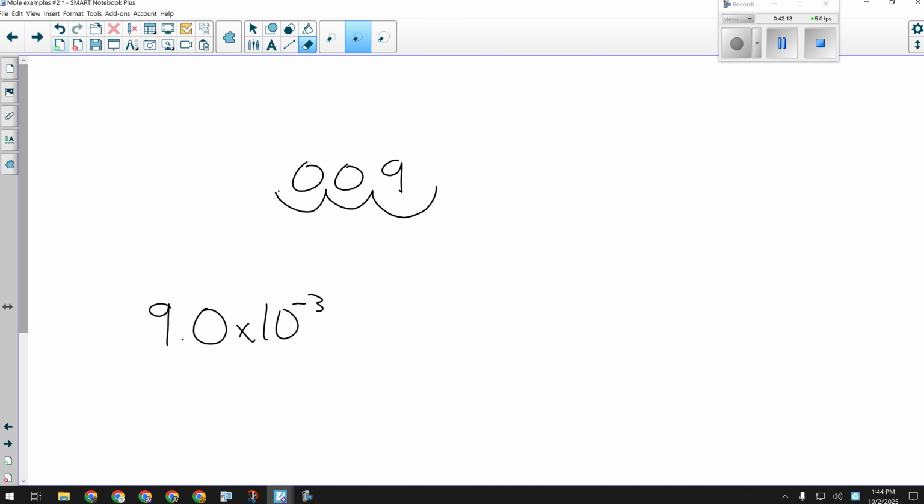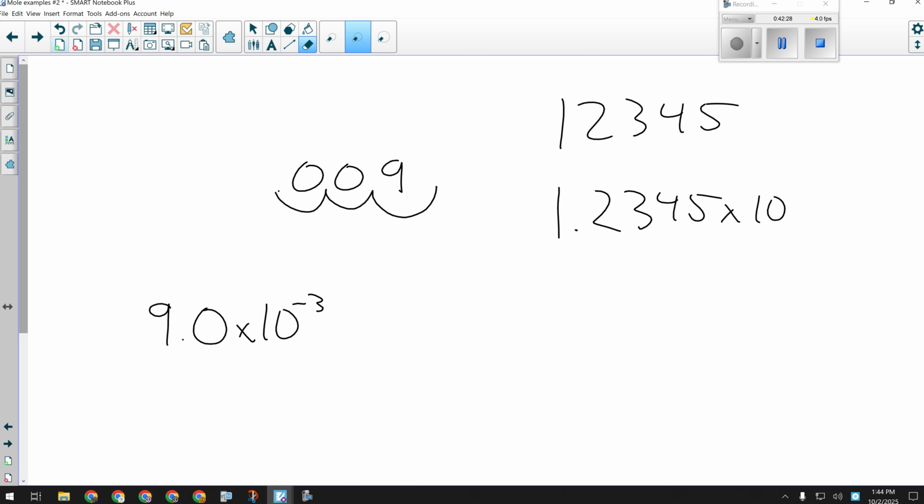If I had this number, 12,345, and I wanted to write that in scientific notation, I would write it as 1.2345 times 10 to the 4, because the decimal's here, and I went 1, 2, 3, 4 spaces to the left. Okay? In scientific notation, your base number is always between 1 and 9.9. Okay, it's never bigger than 10, it's never less than 1. And all you do is put times 10 to the power of, and that power is however many spots you move the decimal to get it to there.